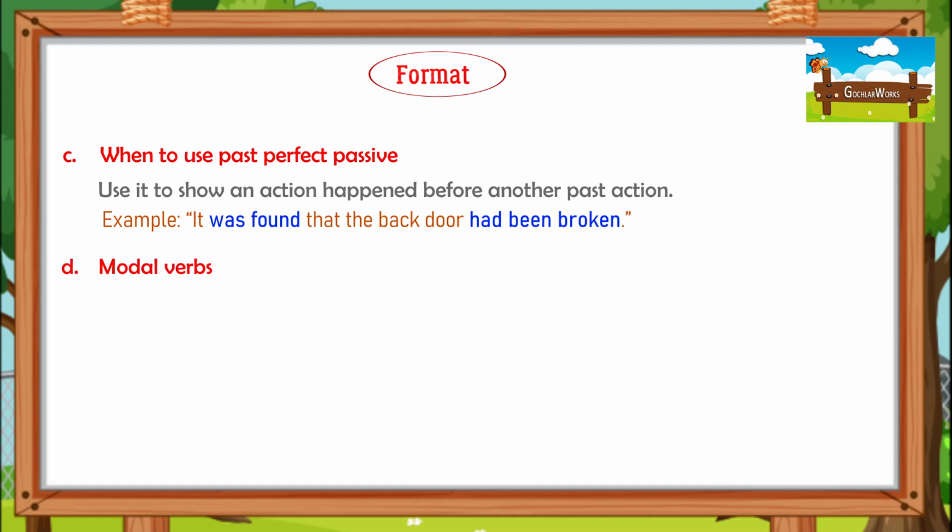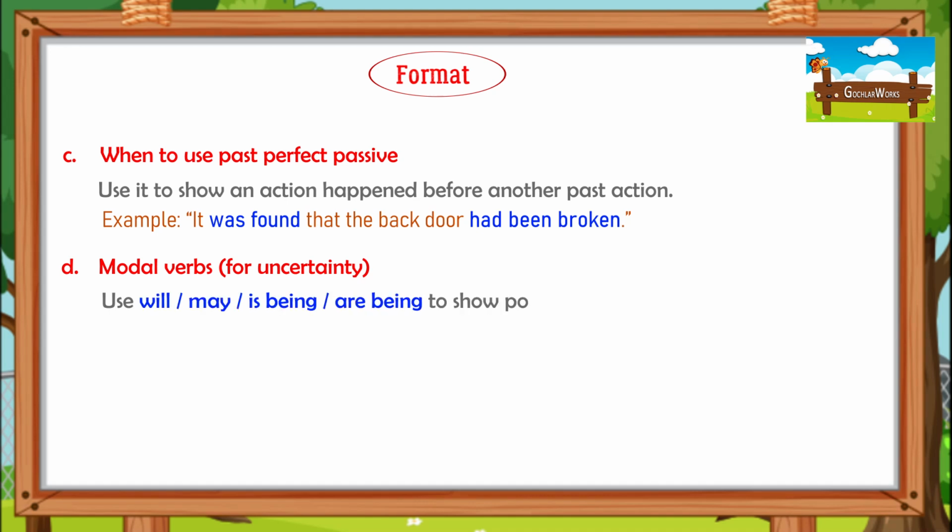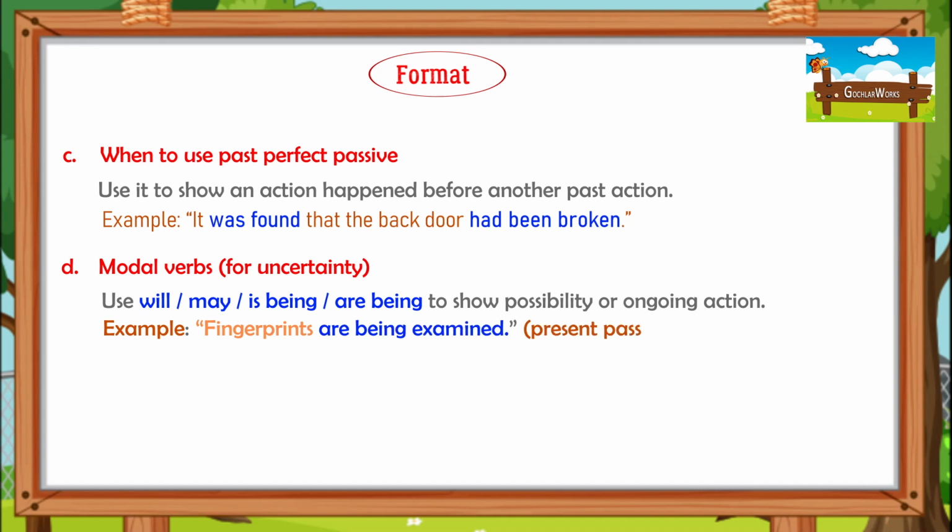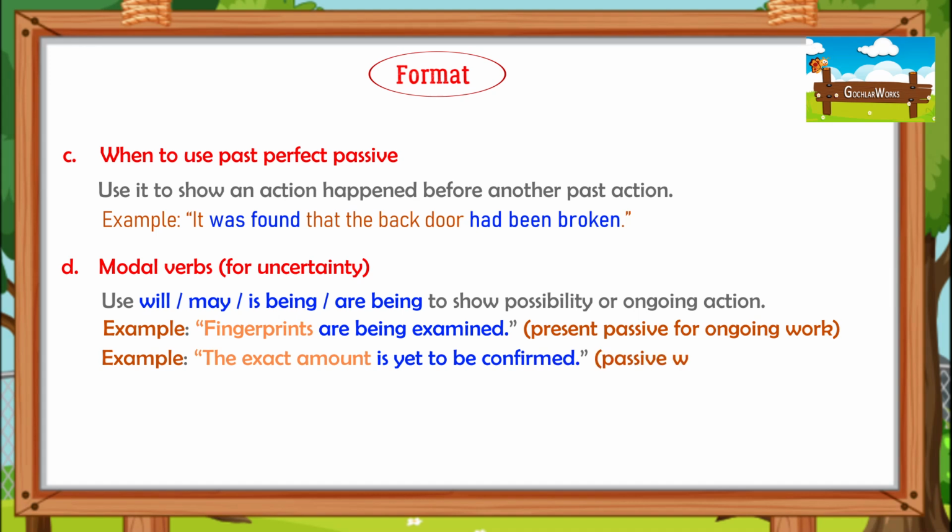Modal verbs are usually used for uncertainty. Use will, may, is being, are being to show possibility or ongoing action. For example, fingerprints are being examined. Present passive is for ongoing work. Another example, the exact amount is yet to be confirmed. This is passive with infinitive.